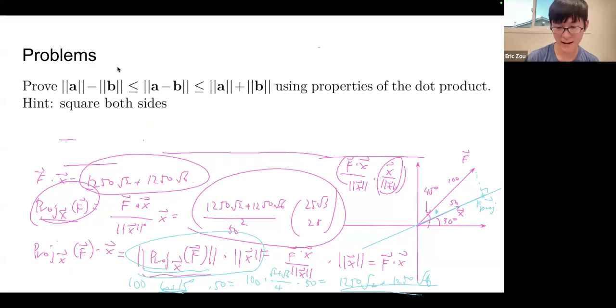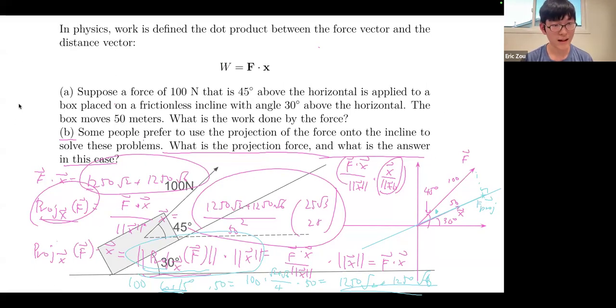Oh, I forgot. I didn't even do the projection force. Projection force I already did; it's over here. It's 100 cosine 15 degrees. This is just 25 root 2 plus 25 root 6 newtons. The direction is in the 30-degree direction, and you just do the calculation. I just asked for the force, so technically just say the magnitude of the force.